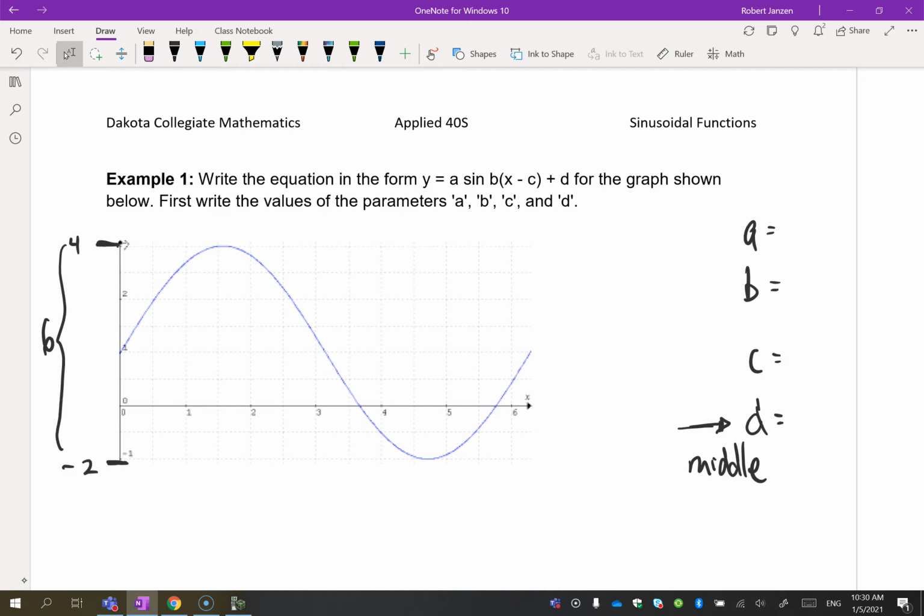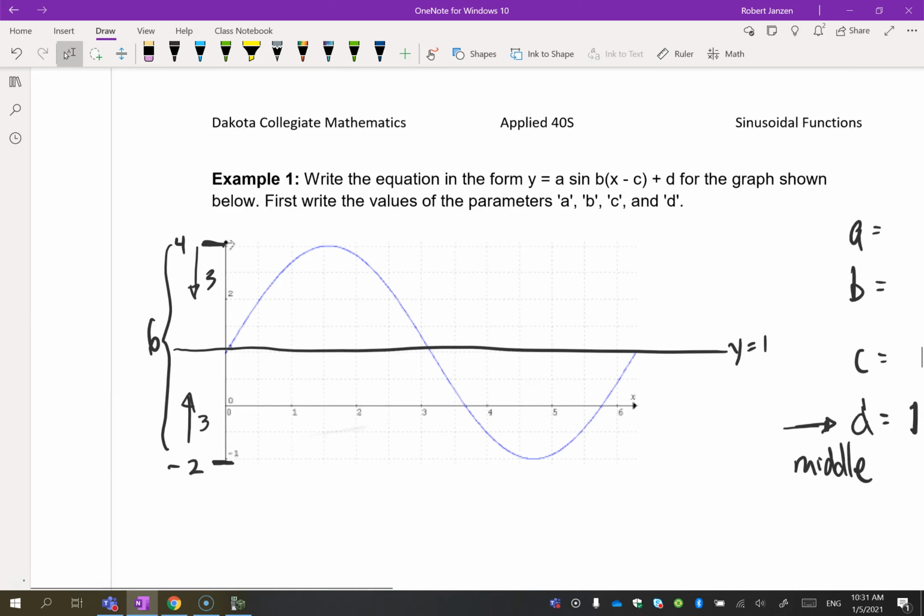Okay? And if I know that's a space of 6, half of that is 3. In other words, I'm going to go up 3 units or down 3 units from there. And that should give me, this middle line is 1. Y equals 1. D is 1. All right, that's how I do that. You just look at the graph, take a look at what is the middle, try to figure that out.